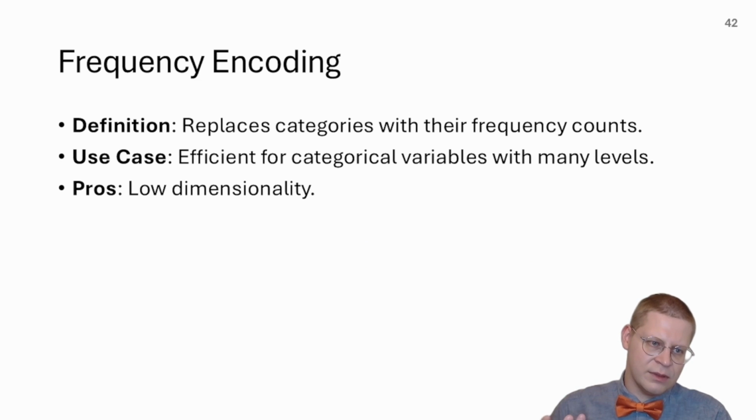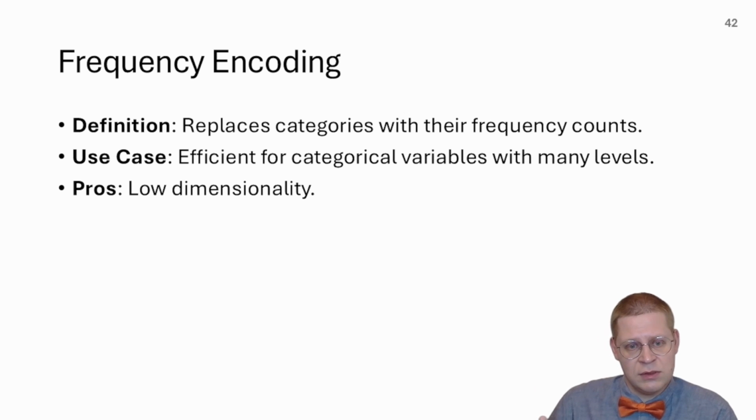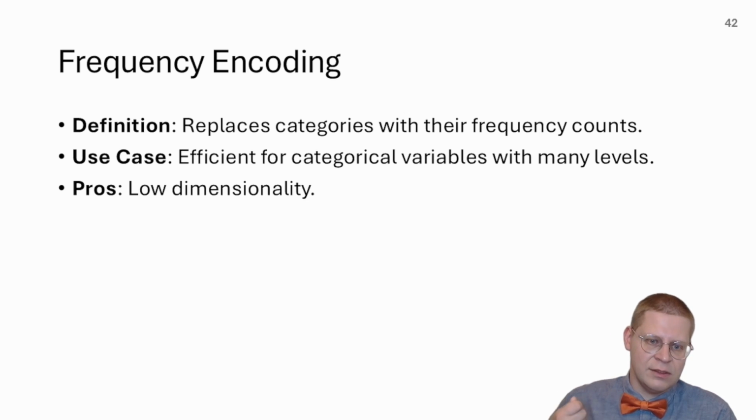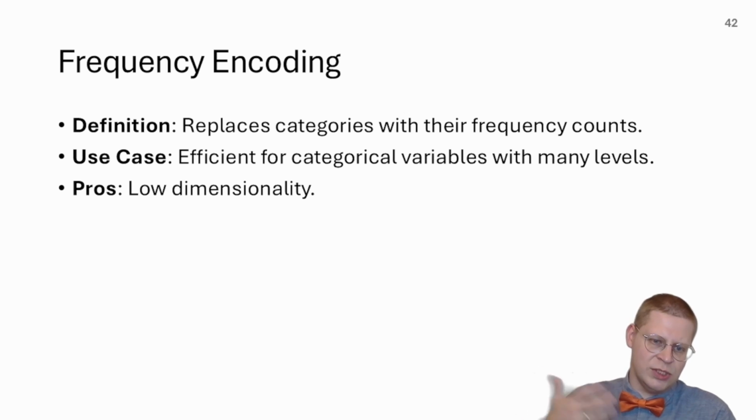And we can also encode with frequencies. We can replace categories with the frequency counts, and it's okay for categorical values with many levels, and it has low dimensionality. Imagine we're having a car brand that we would like to encode, and we could encode the car brand as how frequent this car brand appears in the data. And that's it, we just count it.